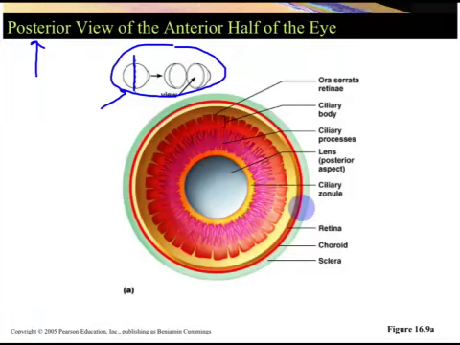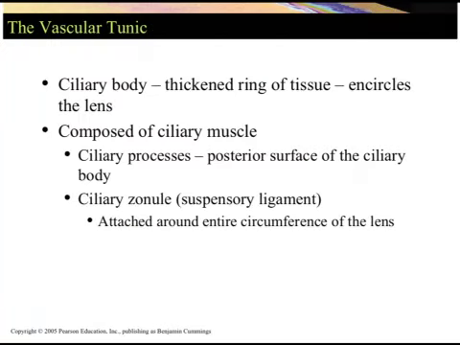Other terms, and we're going to look at those right now. So here we go. The vascular tunic is also composed of a ciliary body. Say it after me. Ciliary body. One more time. Ciliary body. Right? The ciliary body is the thickening ring of the choroid. The choroid is transformed into a ciliary body as well as the iris.